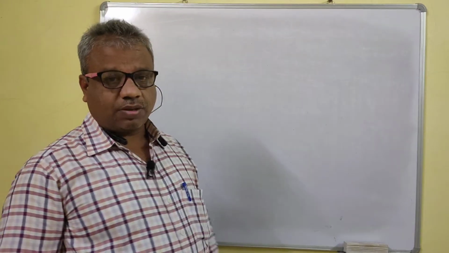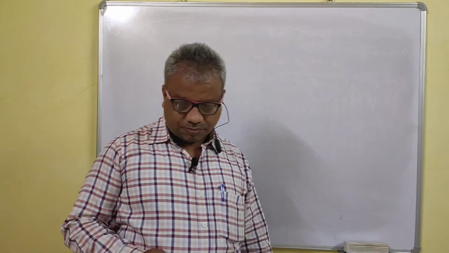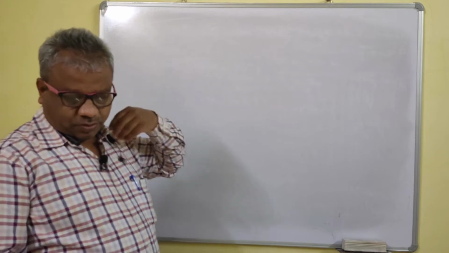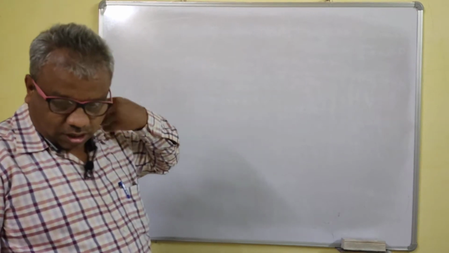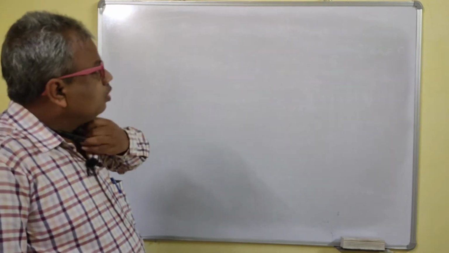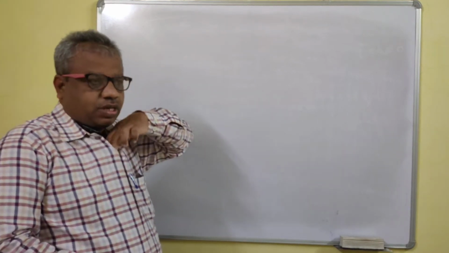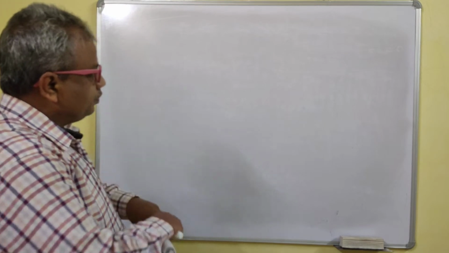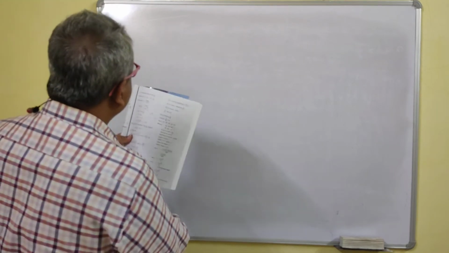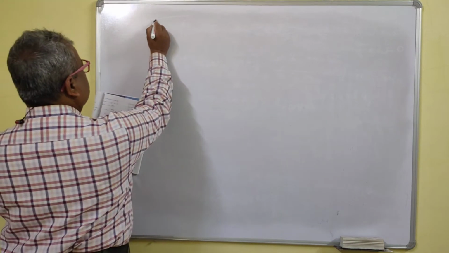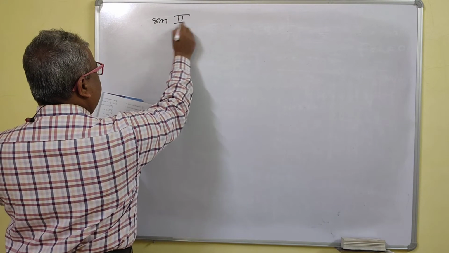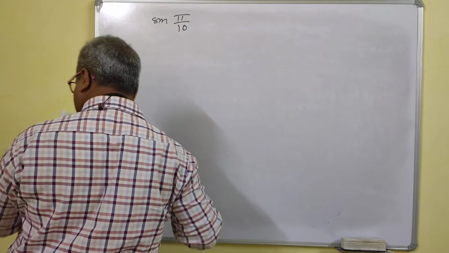Okay, so last time we have seen some examples on the allied angles, trigonometric functions of allied angles. So we'll continue that. Find the value of sine pi by 10. You want the value of sine of pi by 10.